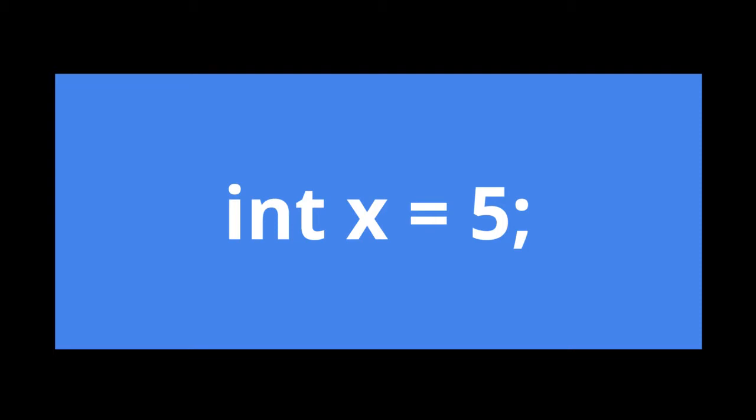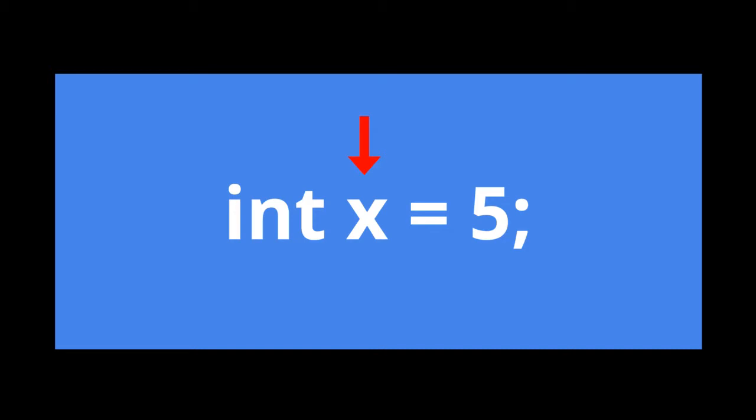So now let's take a look at an example of how we would actually create an int variable in our code. So here's one. It says int x equals 5. Let's take a look at this and break it down. So the int part is basically telling the computer that this variable is an int variable, so it can only be set equal to integer values.